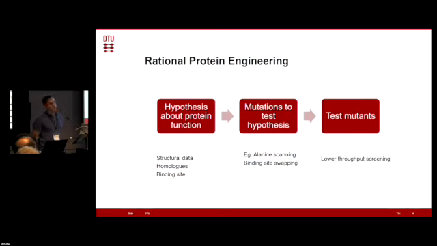So you can broadly take two approaches to protein engineering. One of them is the rational approach. You have some hypothesis about how the protein's working. You maybe think there's some particular residue interacting with the substrate in a particular way. So you can generate a mutation to test that hypothesis, and then you can screen the mutant to see if you were right and potentially improve the protein in that way. This is obviously quite a low throughput method, and it requires good knowledge about how the protein's working.